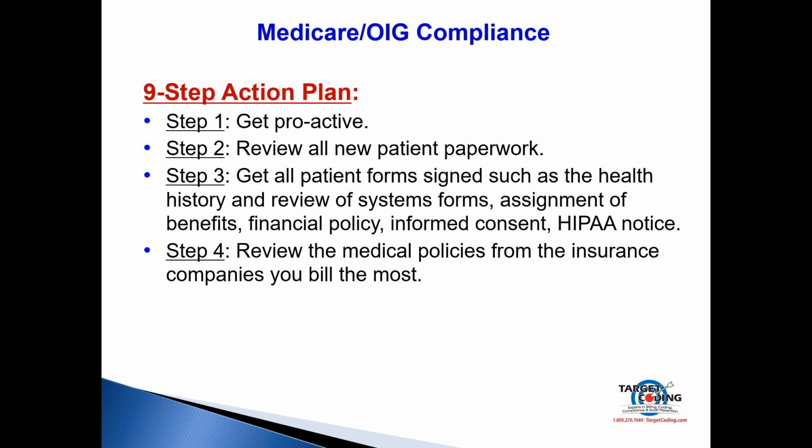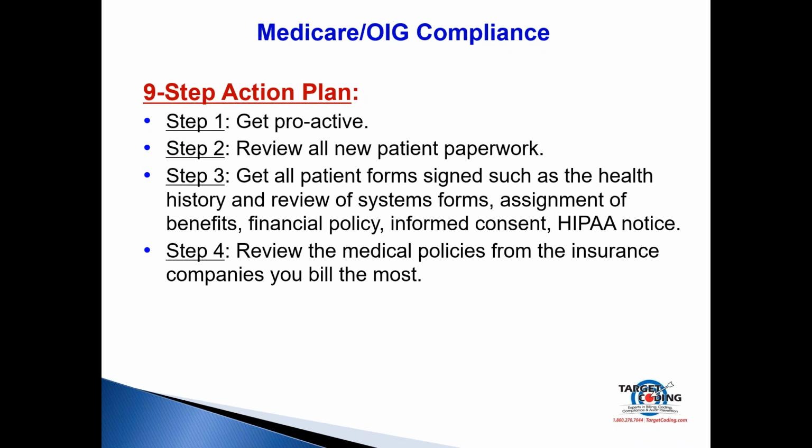Step 4, get the policies on chiropractic from all the insurance companies that you bill. We supply that in our compliance manuals. You bill Aetna, we'll give you Aetna's policy. Cigna, United Healthcare, whatever plan that you bill, we will find the chiropractic policy for you, go over it with you so you know what the deal is.